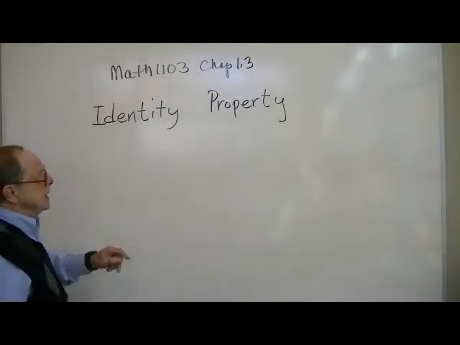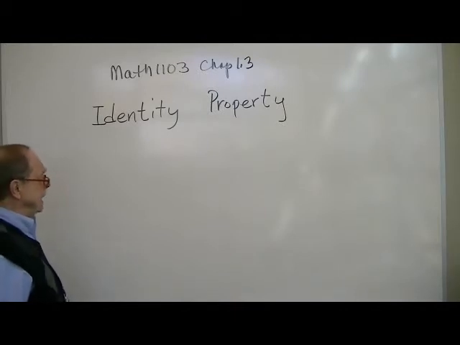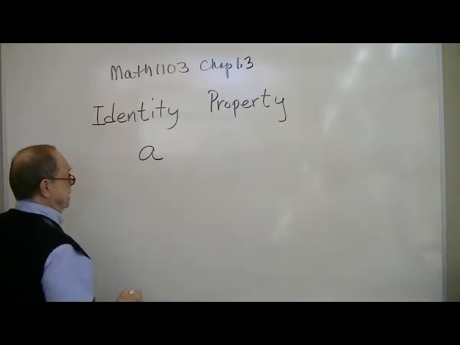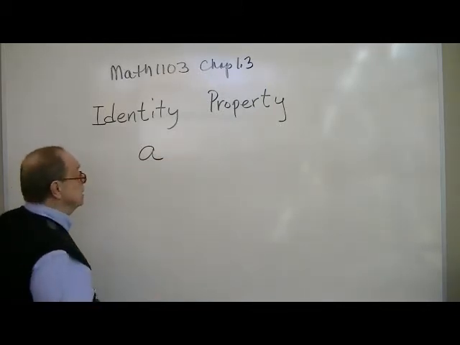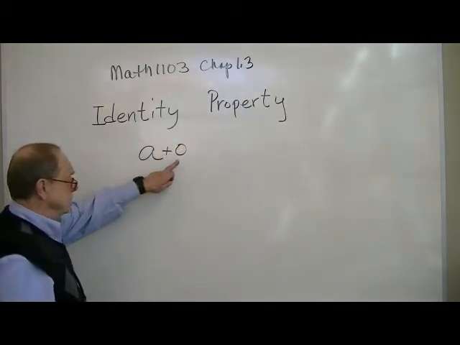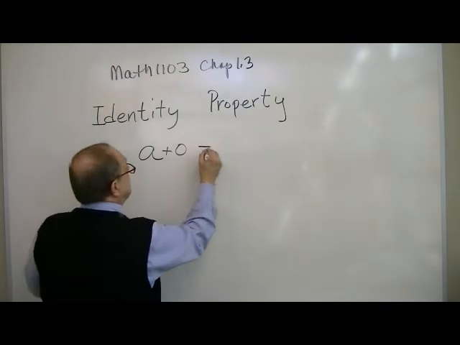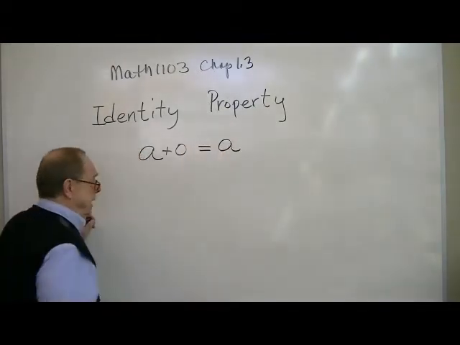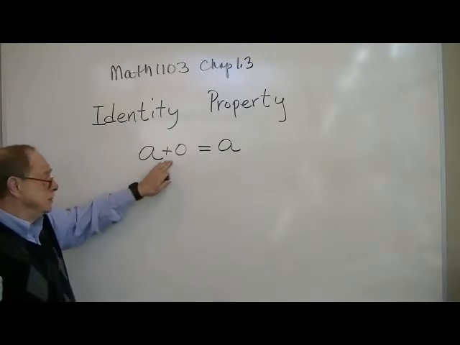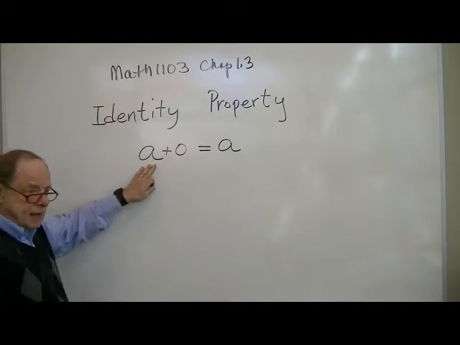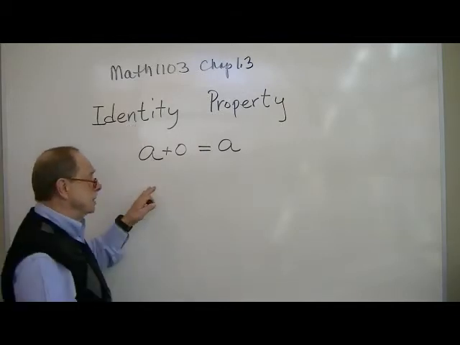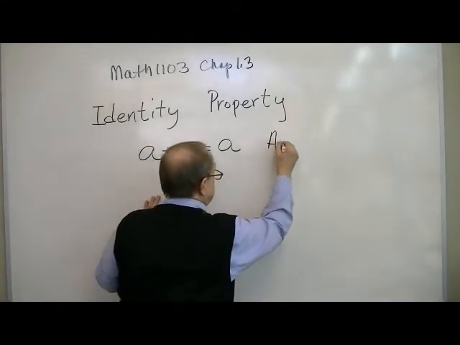Next we'll do the identity property, and that is if you take the letter A, which could stand for any number, and you add a 0 to it, this just equals A. So adding a 0 to any number does not change its value. So this is called the identity property of addition.